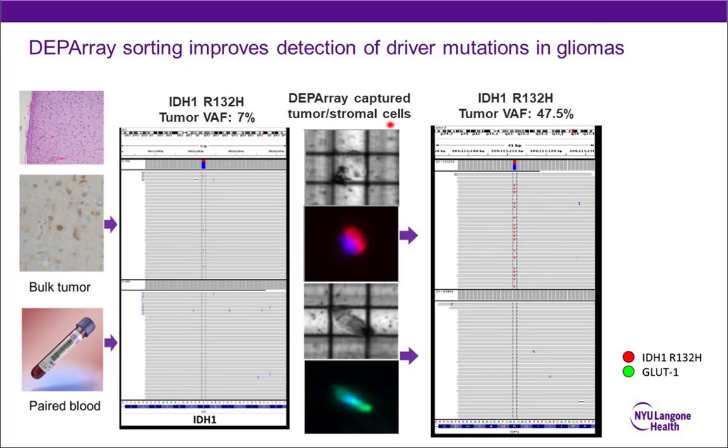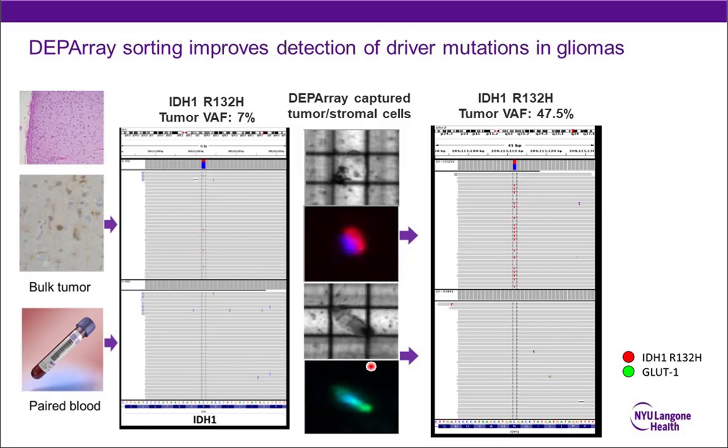As a proof of principle, we capture with DEPArray tumor and stromal cells. For the tumor cells, we identify them using IDH mutant R132H antibody to show that we have really pure populations of cells. And you can see that our variant allele frequency jumped to 47.5%, which means we have almost pure, probably pure or almost pure population of only tumor cells.